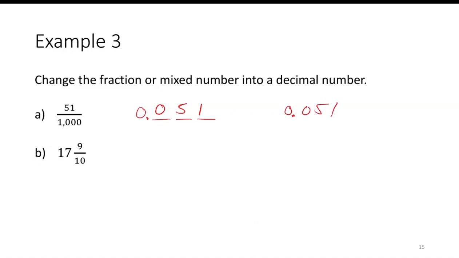17 and 9 tenths, well, the 17 and then the decimal point. 9 tenths tells me that my number should be in the tenths place. So 9 should be in the tenths place. This becomes 17.9.